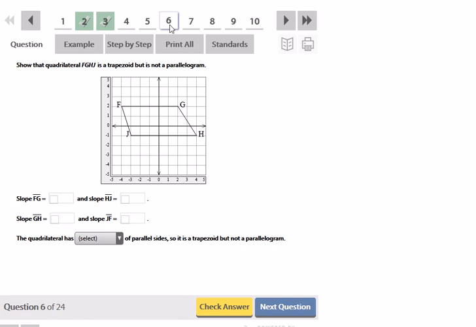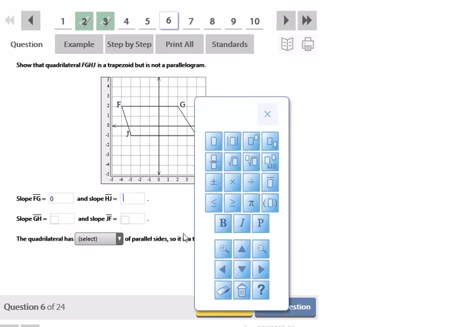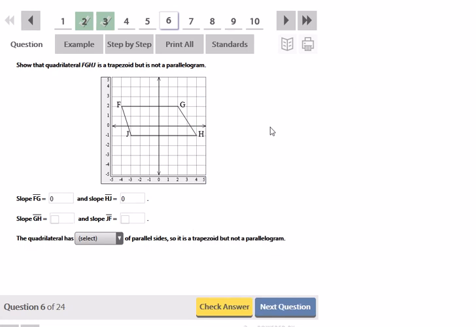Show that this quadrilateral is a trapezoid, but is not a parallelogram. So in order to be a trapezoid, only the bases would be parallel. Well, I can tell that those two sides are parallel because they're both horizontal. So FG and HJ have a slope of 0. Feel free to use slope formula if you want, but I know that horizontal lines have a slope of 0.